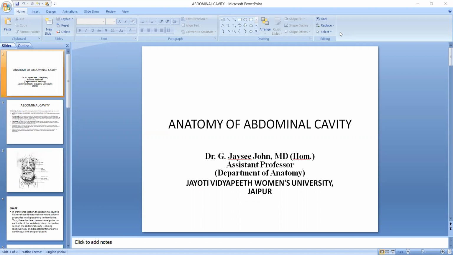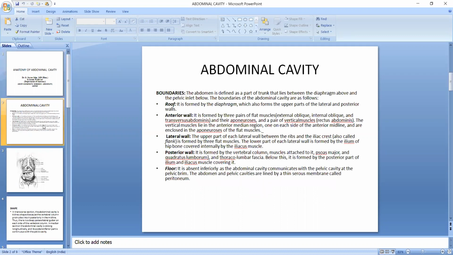Today we are discussing the anatomy of the abdominal cavity, and we will discuss subheadings like abdominal planes and quadrants also. So we will start with the general features of the abdominal cavity, like boundaries. The abdomen is defined as the part of the trunk that lies between the diaphragm above and the pelvic inlet below. The boundaries of the abdominal cavity are as follows.